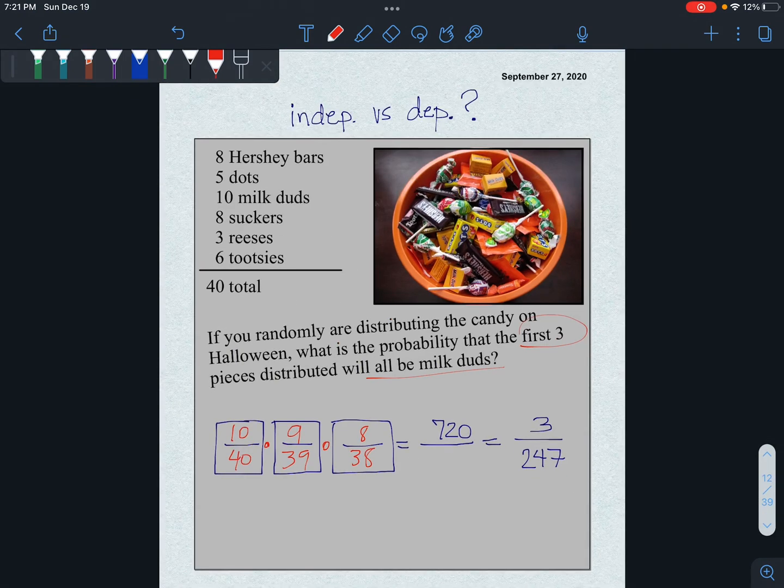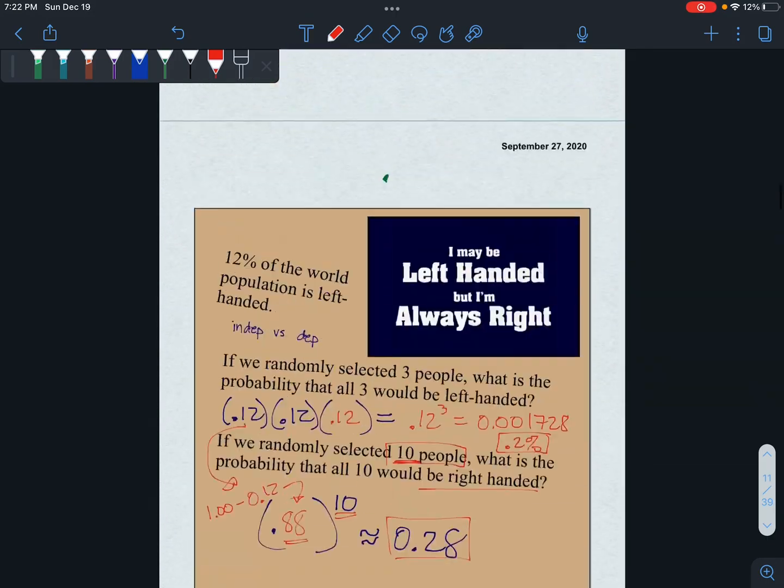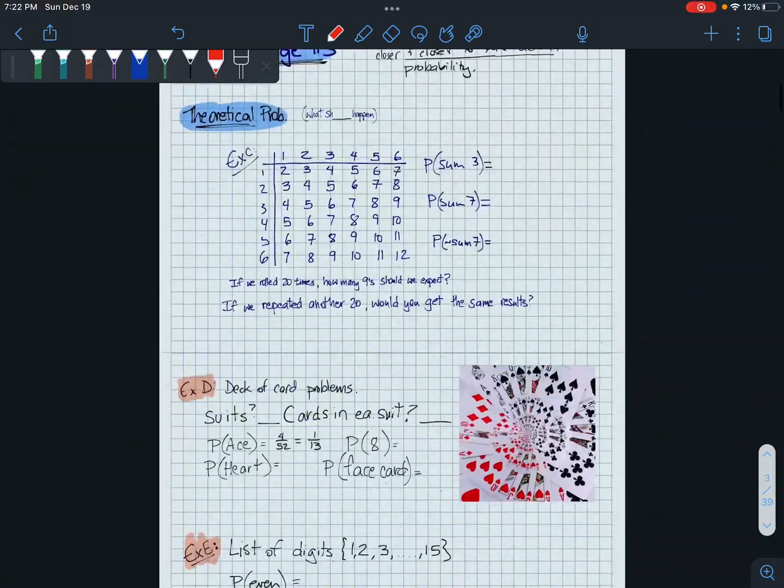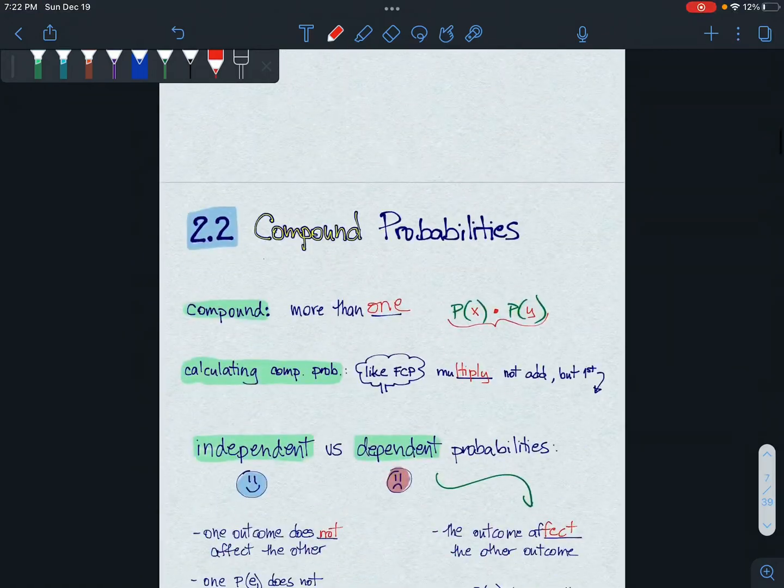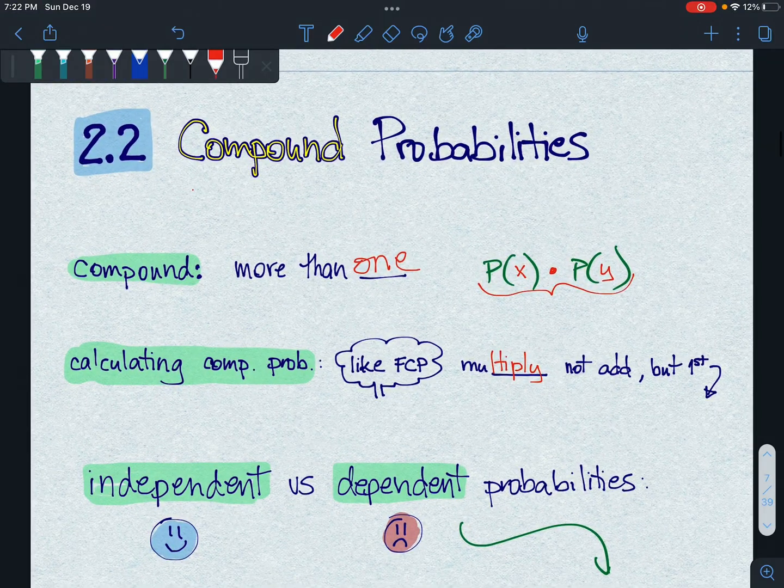Hopefully that makes sense. And you can now do the homework problems. Again, we're looking at what we would call, sorry, went too fast there, compound probabilities, more than one. Best of luck as you do your problems.